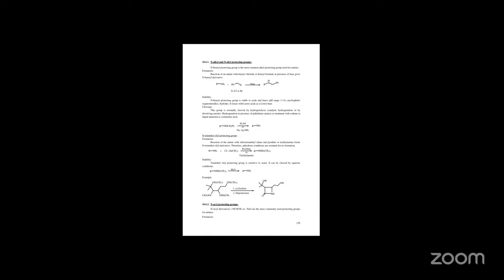Protection of amines: N-alkyl or N-silyl protecting groups. Primary amines react with benzyl halides in the presence of base, giving secondary amines as the product. This secondary benzyl alkyl amine undergoes reaction with hydrogen and palladium, and the primary amine is formed as the product.